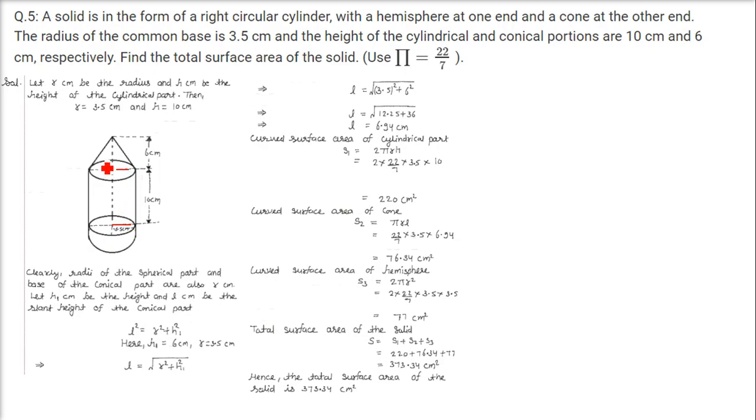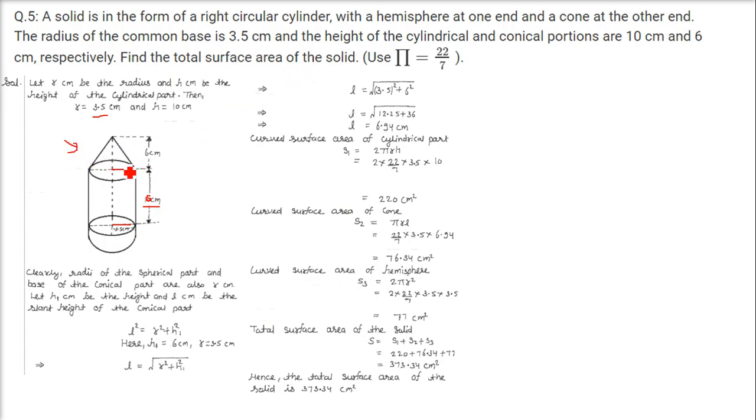So the radius for all these three different parts of this toy or object are all the same. Radius is same for everything, every three parts here. So R is 3.5, and the height of the cylinder and the conical portion are 10 and 6. So height of the cylinder is this much, 10, and then 6 is the conical portion. And we have to find out the total surface area.